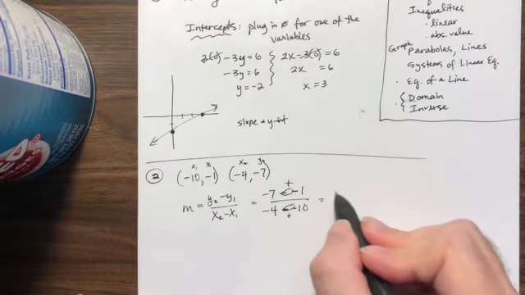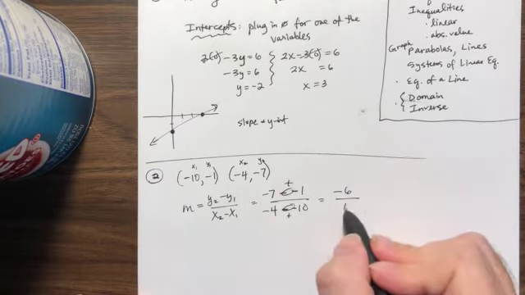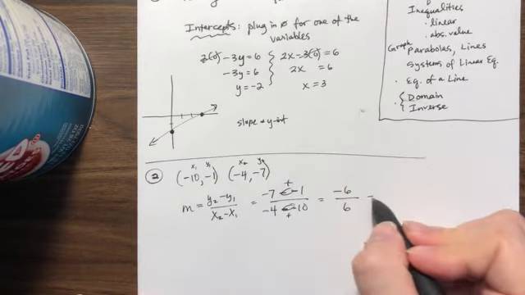So negative 7 plus 1 is negative 6. Different sign, subtract. Negative 4 plus 10 is positive 6. Larger number keeps the sign for both. And then divide, we get negative 1.